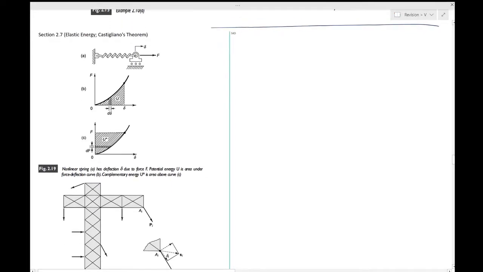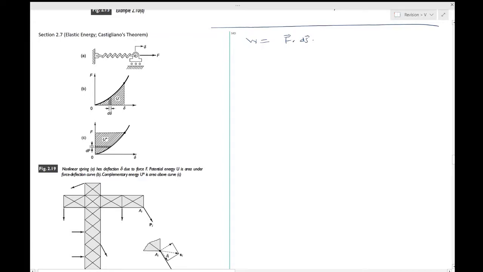We give a brief introduction to the concept of energy and develop a powerful tool for calculating deflections of elastic systems. Now, the work done by a force vector F when its point of application moves through a displacement vector ds is the scalar or dot product. So you are already aware that the work done by a force vector F when its point of application moves through a displacement vector ds is a dot product.